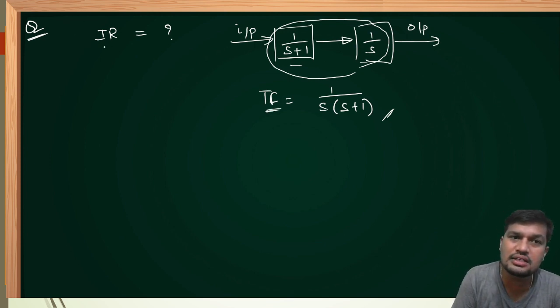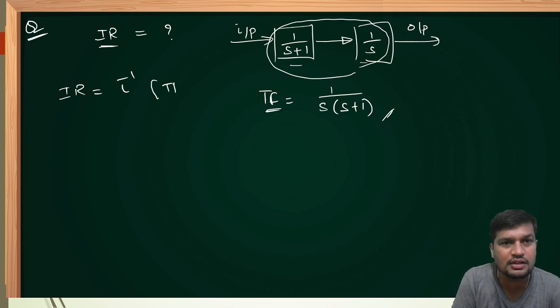And what is the question asking? What is the impulse response of this given block diagram? Now, no output, no input, directly the transfer function is known. How to calculate the impulse response or natural response, dear friends? Inverse Laplace of the transfer function. Simple formula.